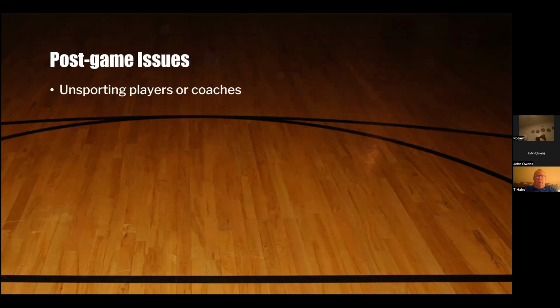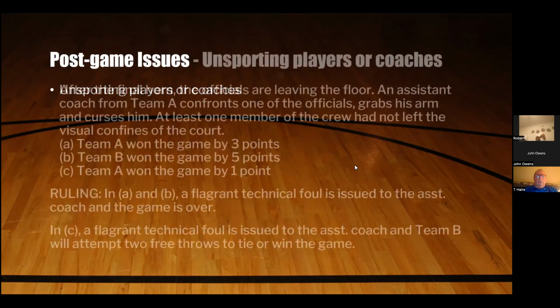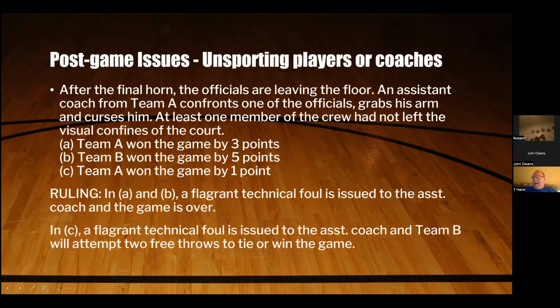Unsporting players or coaches. And we're talking after the final horn here. There are individuals who don't realize that our jurisdiction continues until the last member of the crew leaves the visual confines of the arena, of the gym, whatever you want to call it.